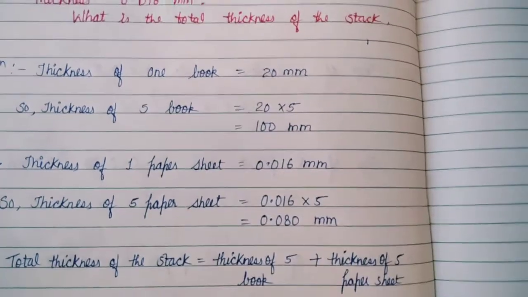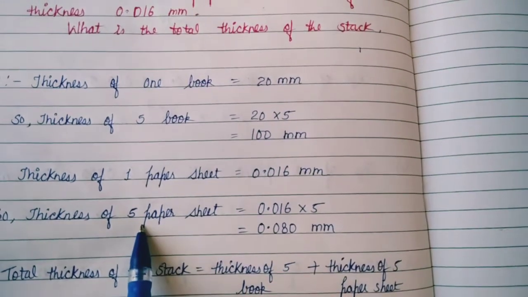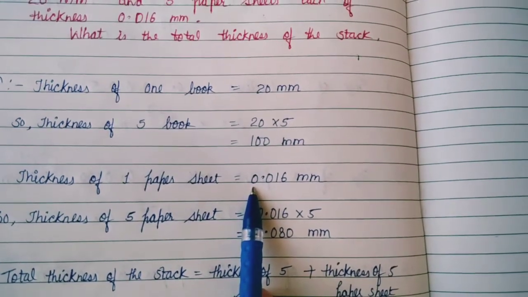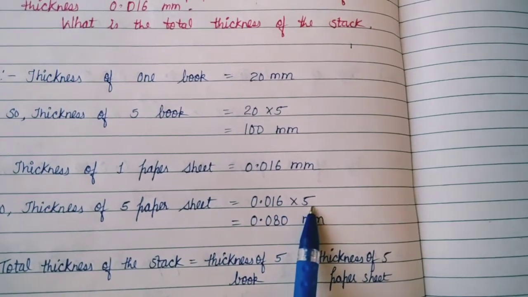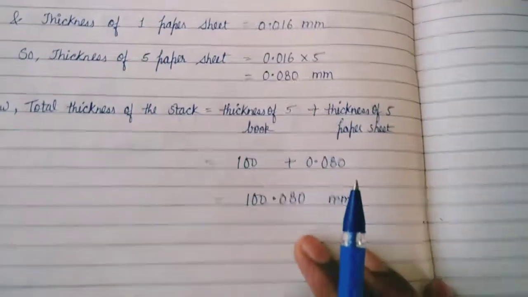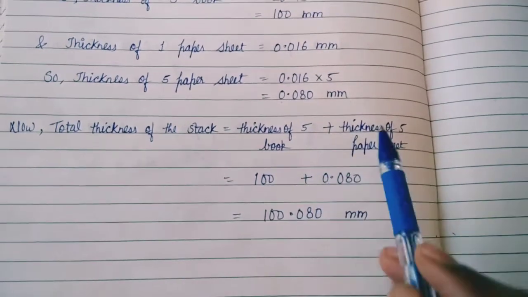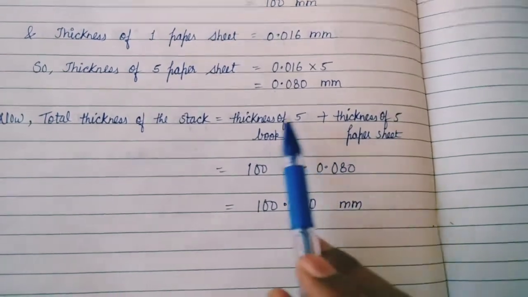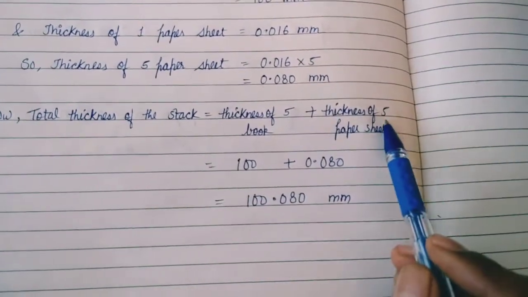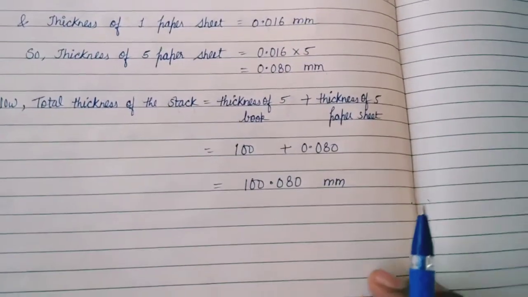Same we will do for the paper sheets. Thickness of one paper sheet is 0.016 millimeter. For getting the thickness of 5 paper sheets, we will simply multiply 5 by the thickness of one paper sheet. So 0.016 multiplied by 5 gives us 0.080 millimeter. Now the total thickness of the stack is the thickness of 5 books plus the thickness of 5 paper sheets. The thickness of 5 books is 100 millimeter and of 5 paper sheets is 0.080 millimeter. Simply we will add them.